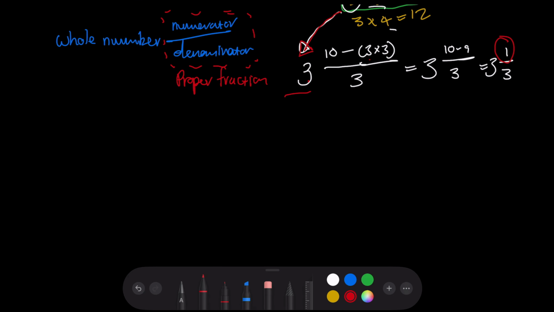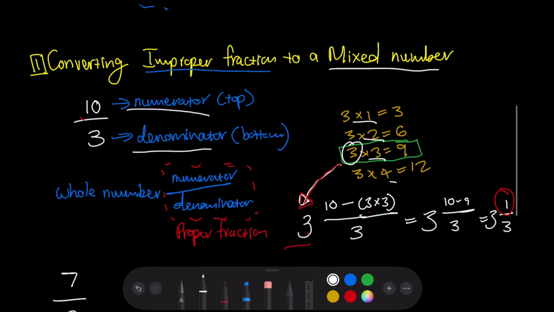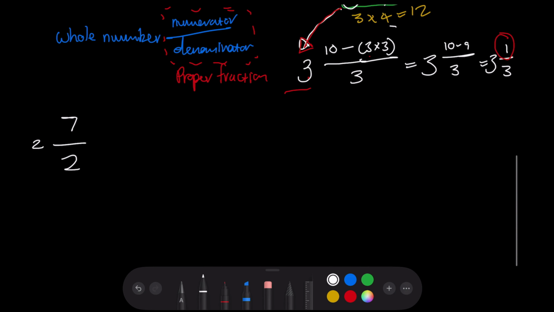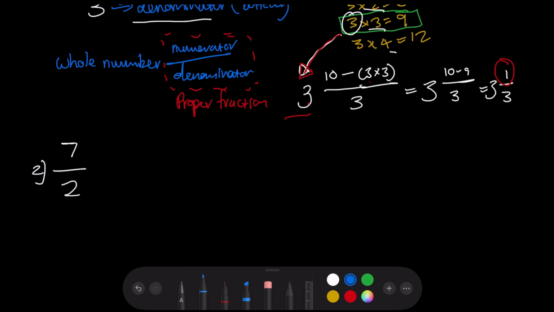I'll give another example. So say I have the improper fraction 7 over 2. So we can call this example 1. We can call this example 2. So once again, I have to ask myself how many times. So first of all, we see this as the numerator, and we see this as the denominator. Then I have to ask myself, how many times can 2 get into 7?